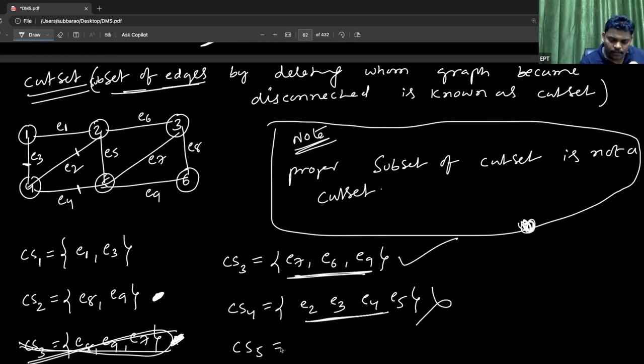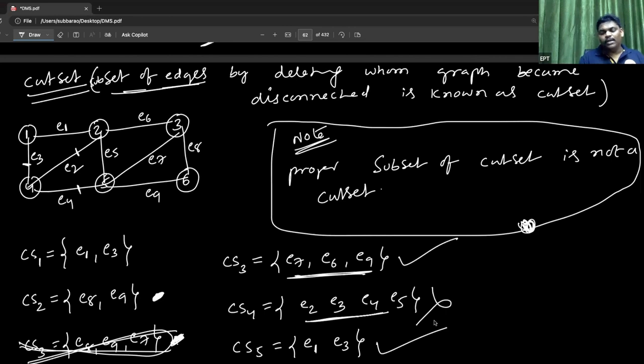CS5. One more I will do. With this we will close it. What about E1, E3? Fine, that is also right. So a subset of edges by deleting which the graph becomes disconnected is known as a cut set.